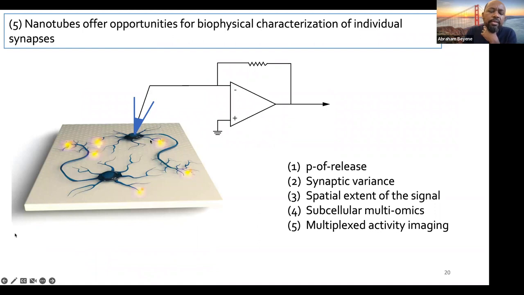So here is a forward-looking slide where we hope to do patch clamp on these systems where we can very precisely depolarize these neurons.